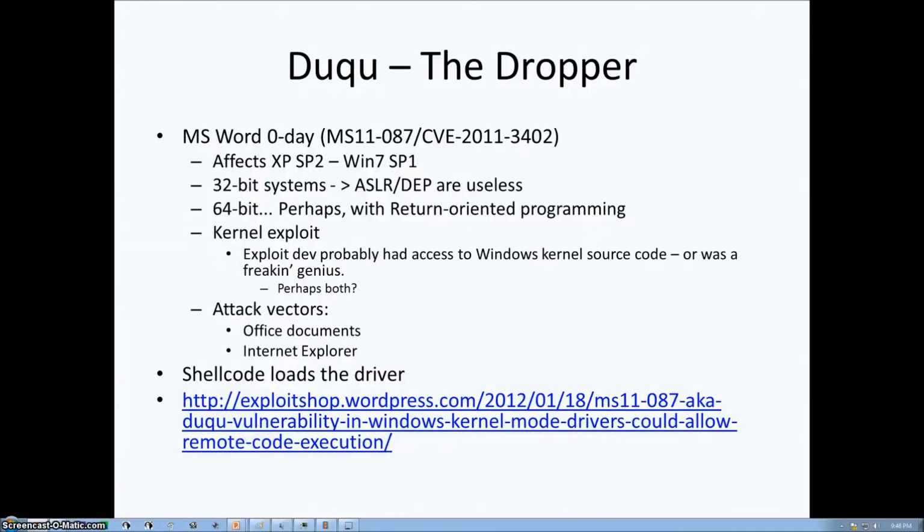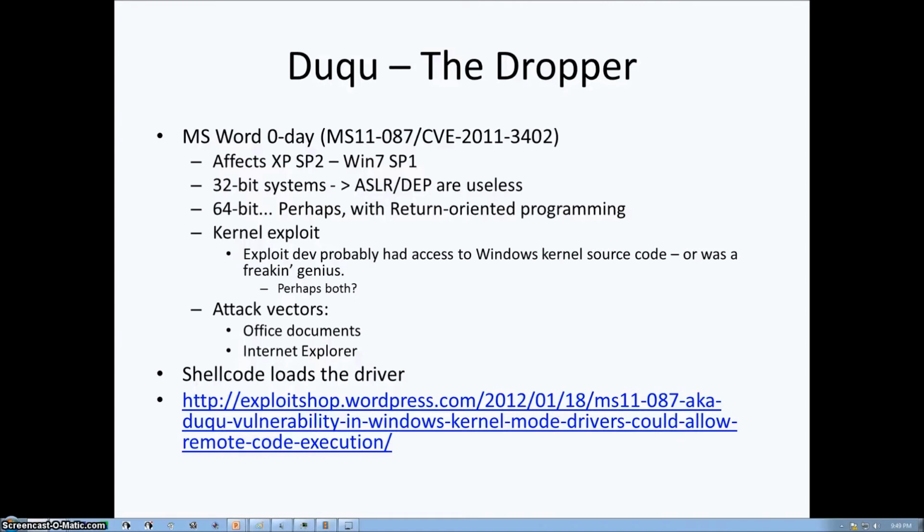I wasn't able to find a whole lot of detail on the nitty-gritties of the Microsoft Word zero-day exploit, which is also known as MS11-087, or known by its CVE 2011-3402. But I was able to confirm that it affects basically all Windows systems, including server editions, all the way back from Windows XP Service Pack 2 up to Windows 7 Service Pack 1. So basically, if you're running Windows, you are vulnerable to Duqu.